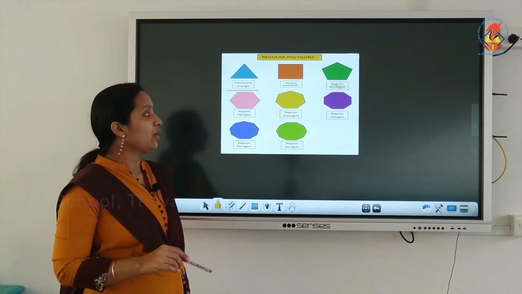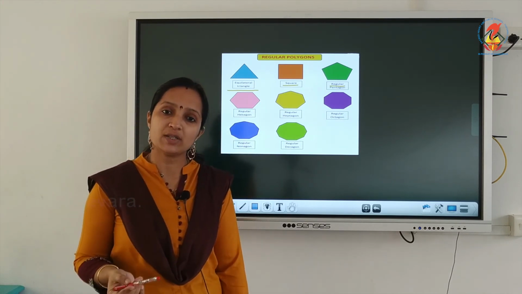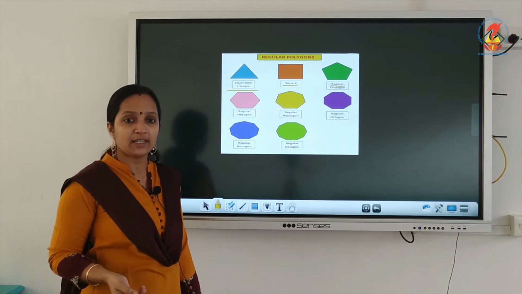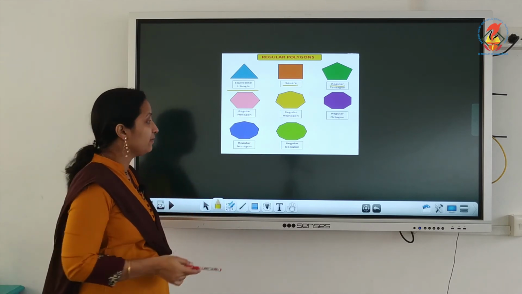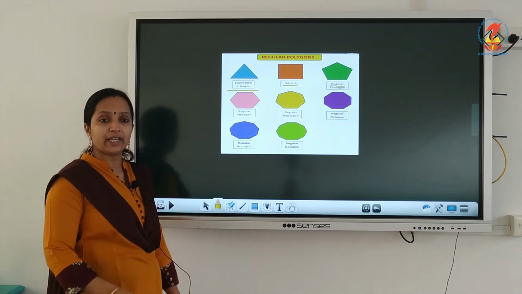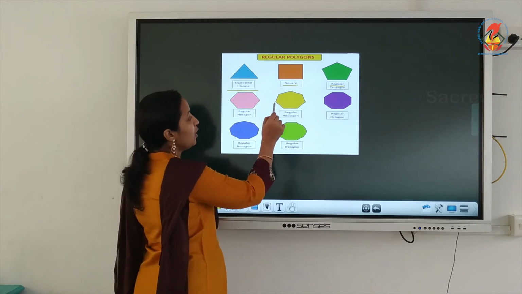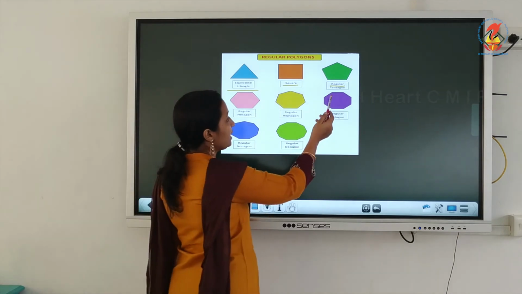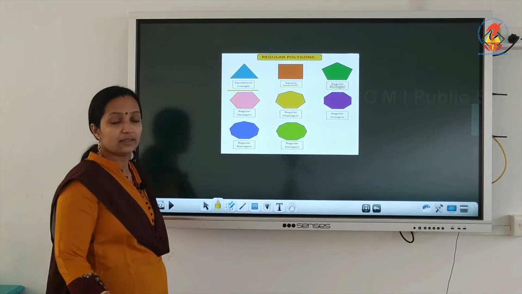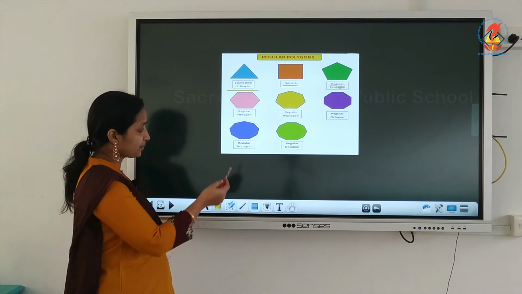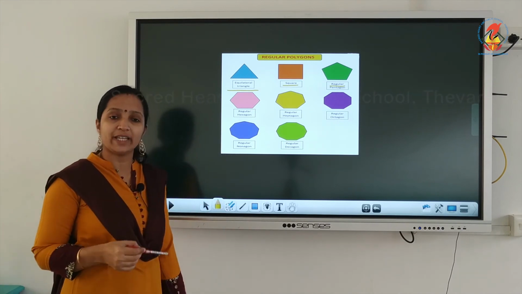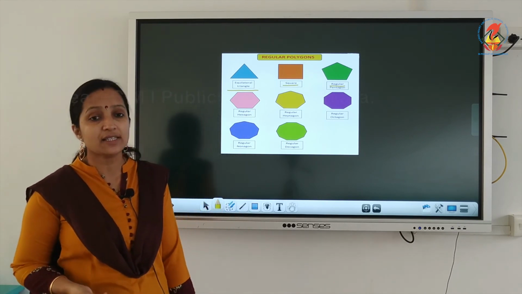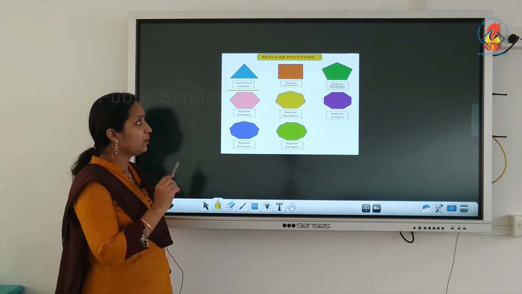Okay children? Now, a 5-sided polygon is known as pentagon, and if all the 5 sides are equal in measure, we can say it is a regular pentagon. In the same way, if all the 6 sides are equal, we can call it a regular hexagon. If all the 7 sides are equal, we can call it a regular heptagon. If all the 8 sides are equal, we can write regular octagon. If all the 9 sides are equal, we can say regular nonagon, and if all the 10 sides are equal, we can say regular decagon. I hope the word regular is clear.